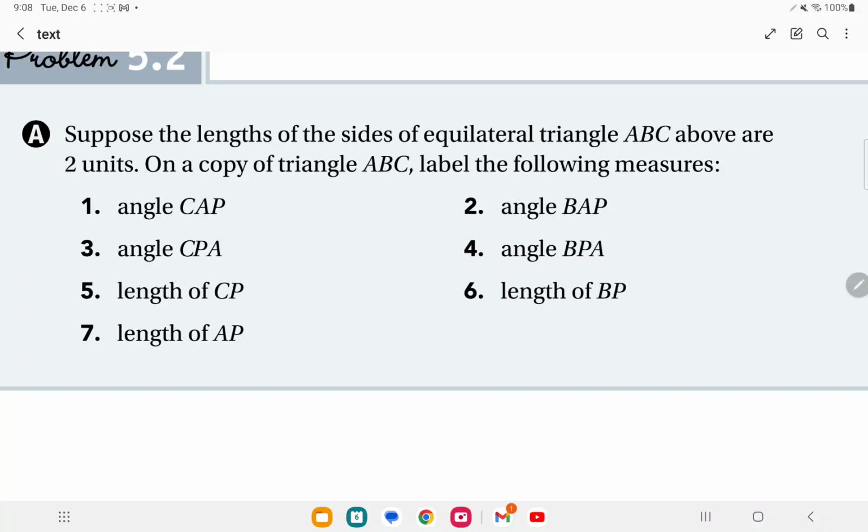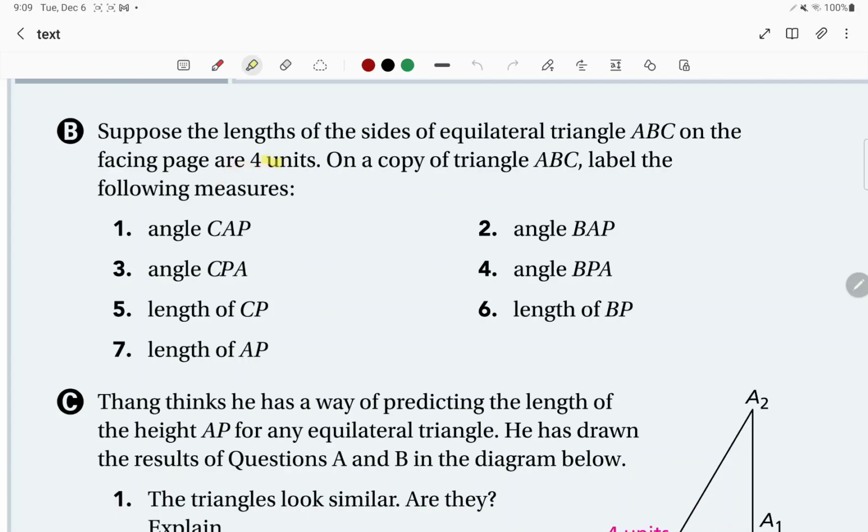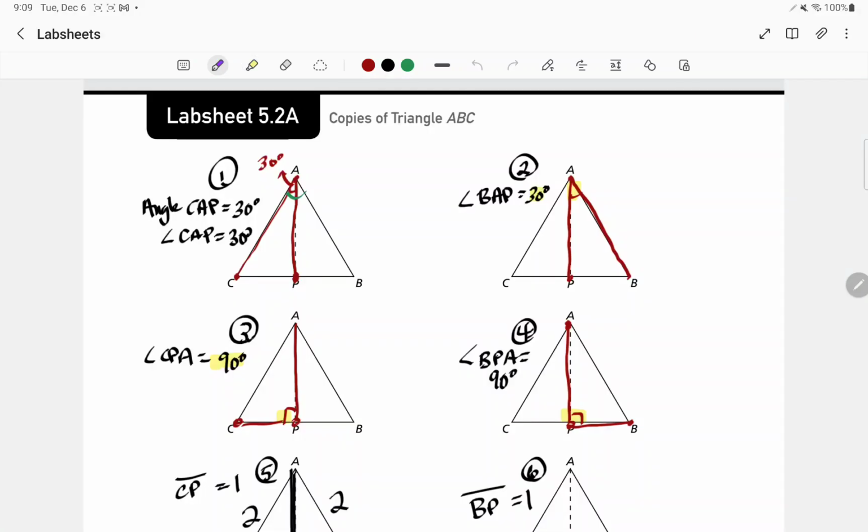Now let's take a look at part B. We do not have a lab sheet here, but we're going to be using the same or similar triangles as what we used for the first one. They're all equilateral, but now they have a side length of 4 units. So we're going through and finding those same things, but now with 4 units. So let's go back to our lab sheets.